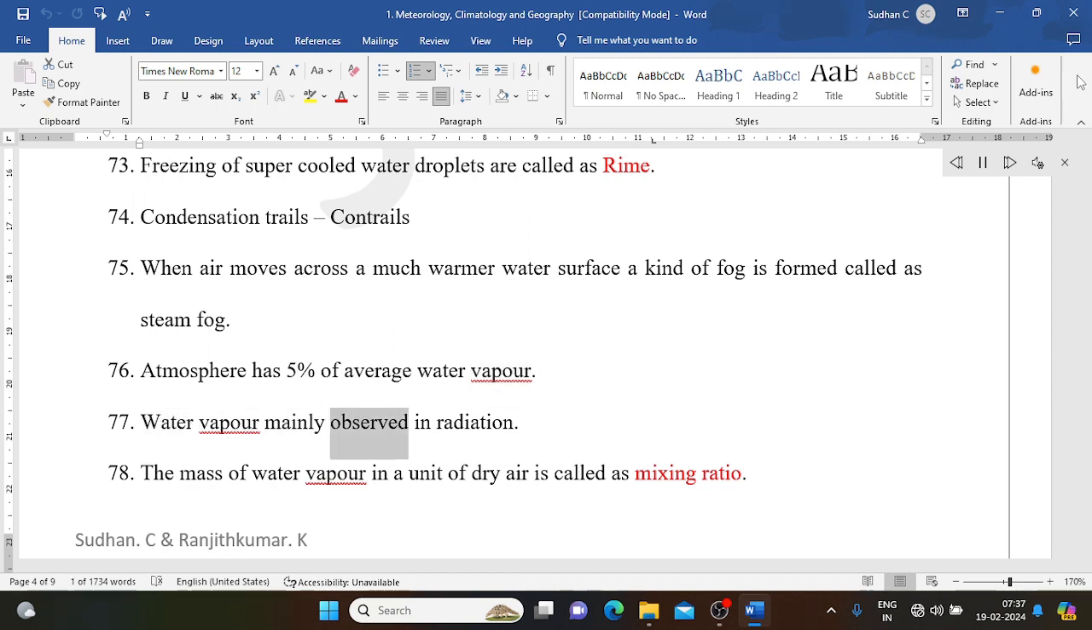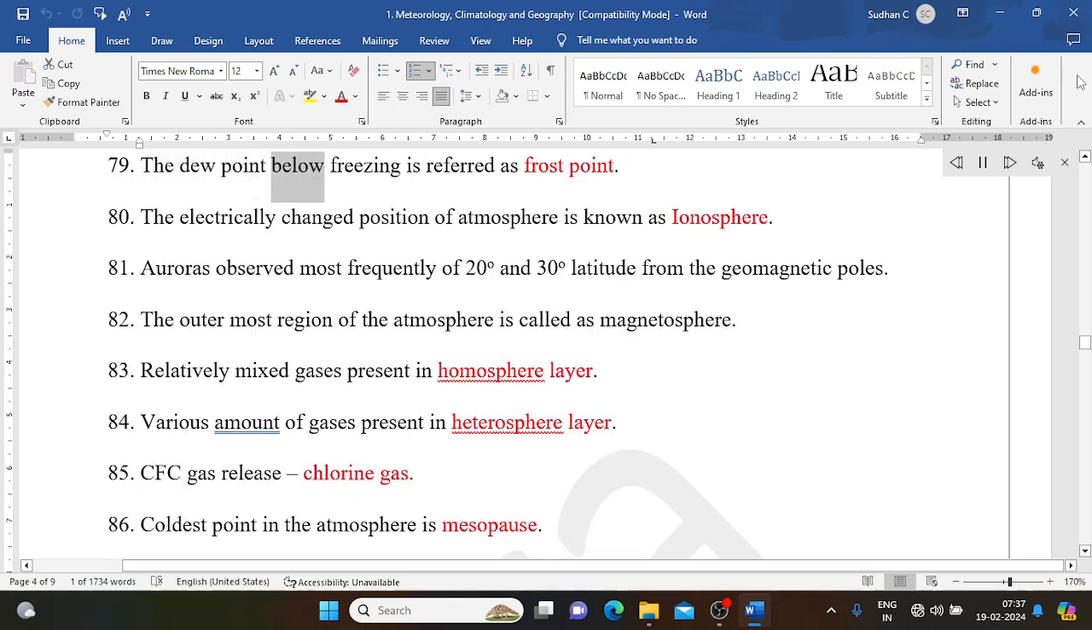Water vapor is mainly observed in radiation. The mass of water vapor in a unit of dry air is called mixing ratio. The dew point below freezing is referred to as frost point.